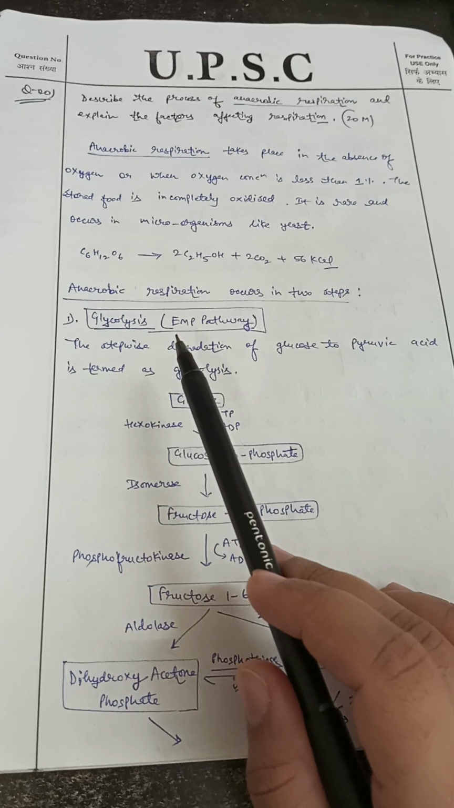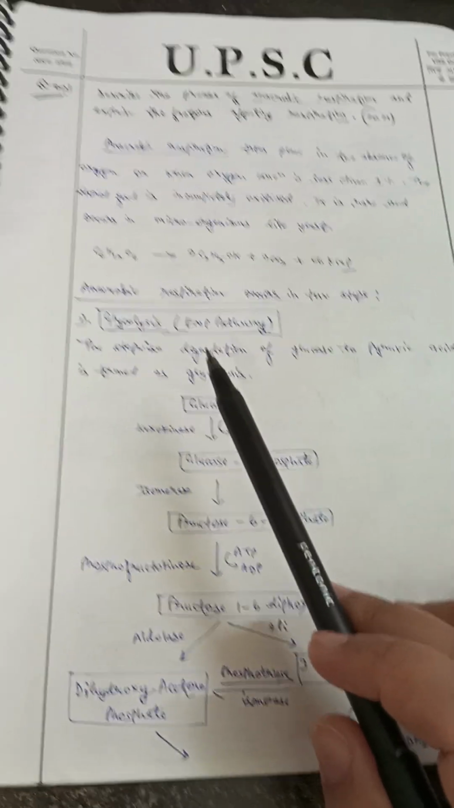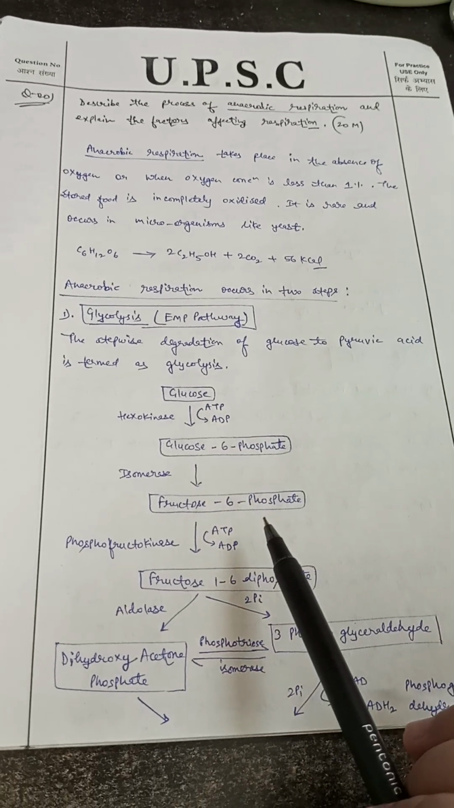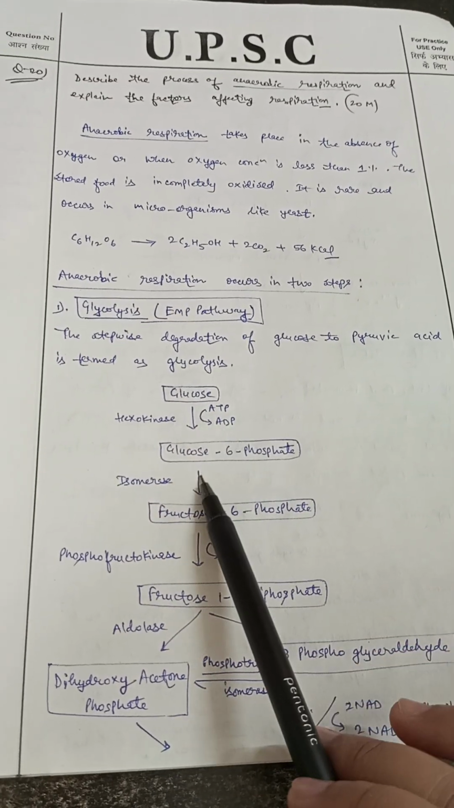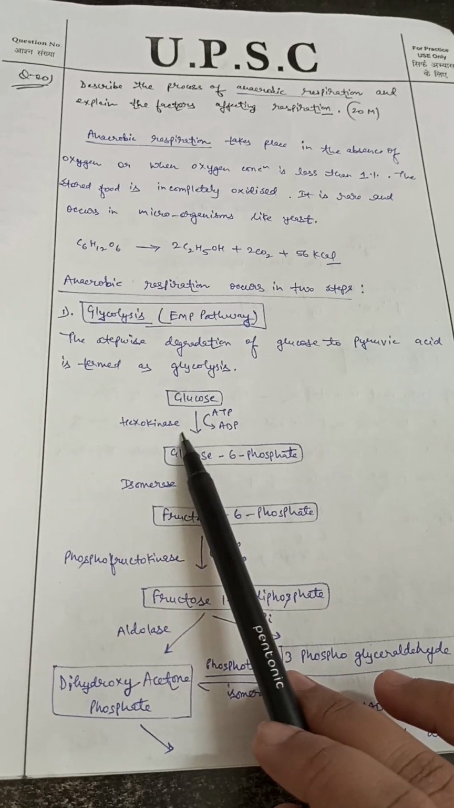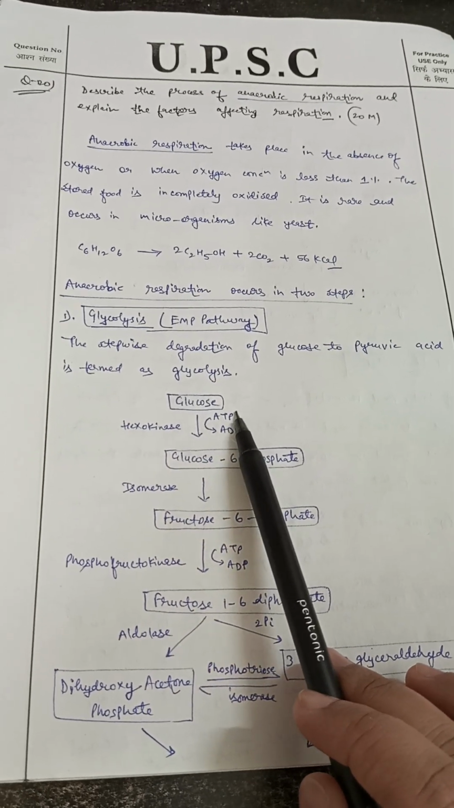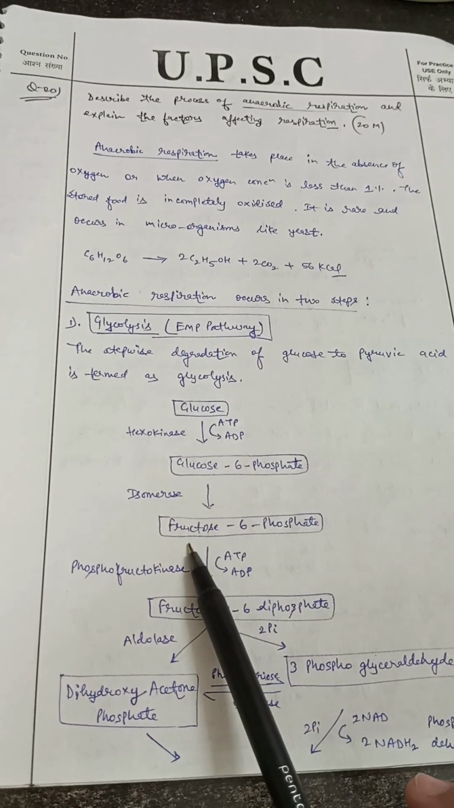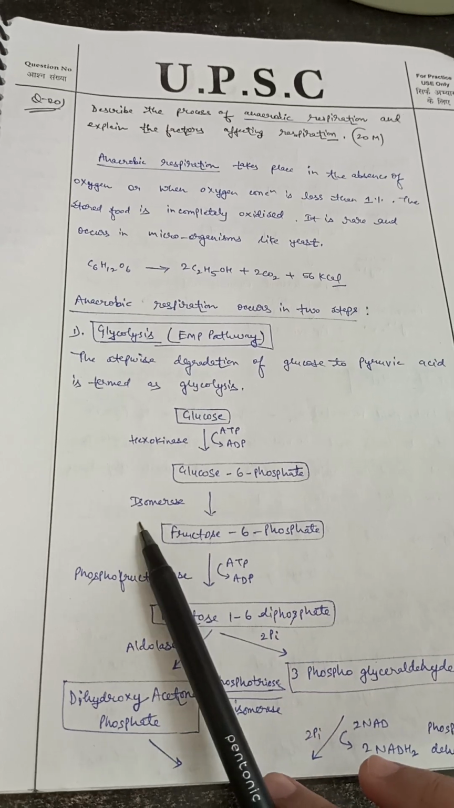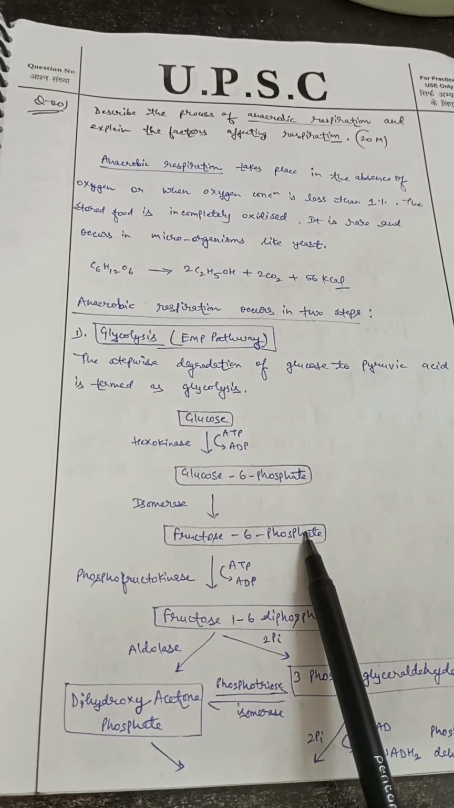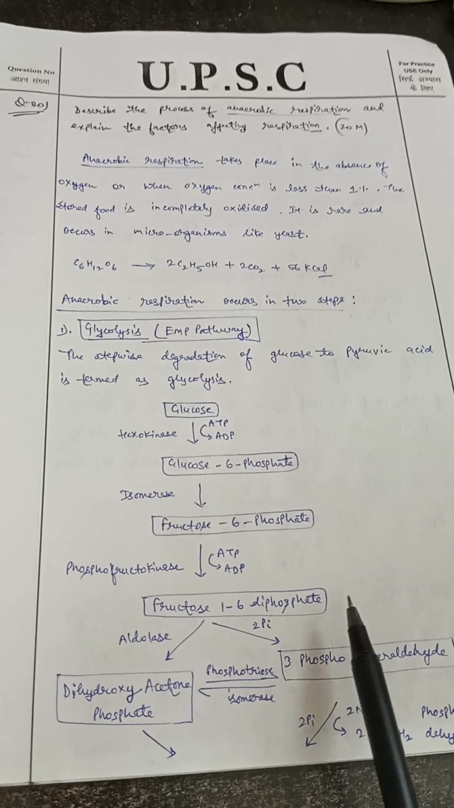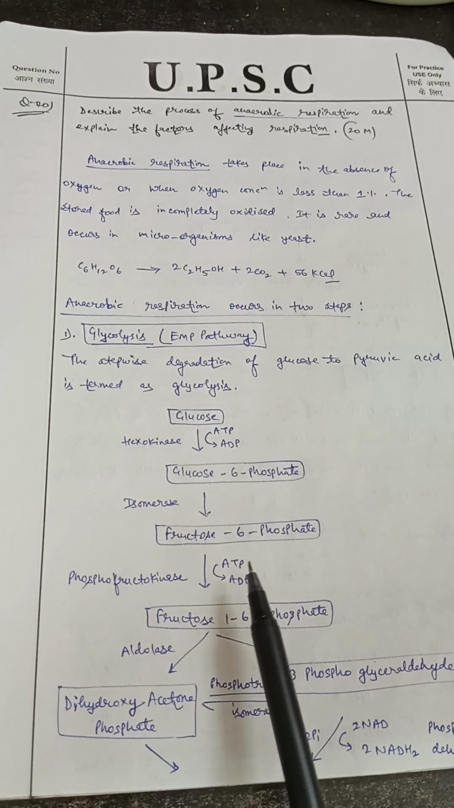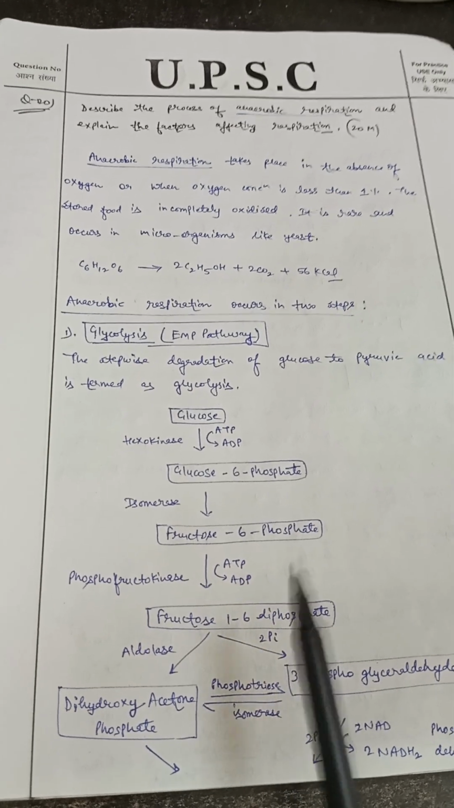So first is glycolysis. Glycolysis is also called the stepwise degradation of glucose to pyruvic acid. This is the flow chart of glycolysis. Glucose is converted to glucose 6-phosphate in the presence of hexokinase enzyme, and here one molecule of ATP is utilized. Then glucose 6-phosphate is converted to fructose 6-phosphate in the presence of isomerase enzyme. Then fructose 6-phosphate is converted to fructose 1,6-diphosphate in the presence of phosphofructokinase enzyme. Here also one molecule of ATP is utilized.